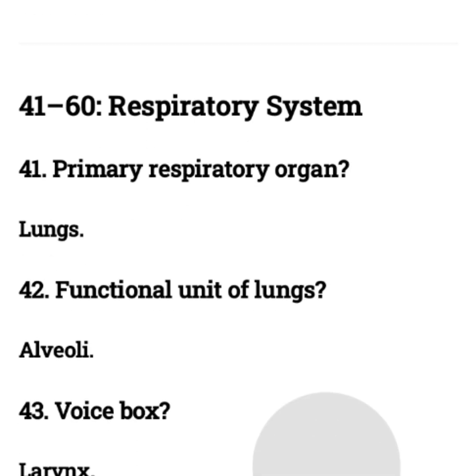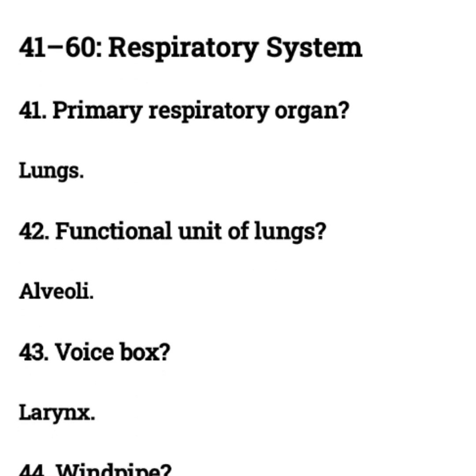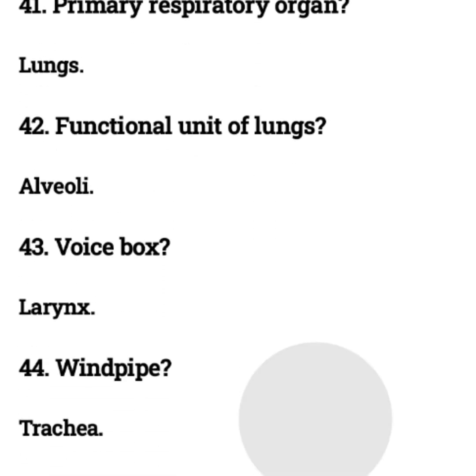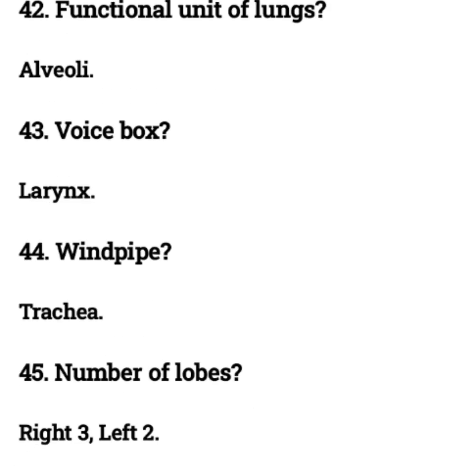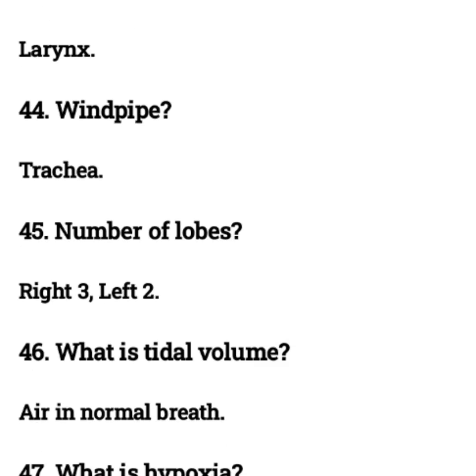Primary respiratory organ, lung. Functional unit of lungs, alveoli. Voice box is also called larynx. Windpipe is also called trachea. Number of lobes in lungs: right lung contains 3 lobes, left contains 2.